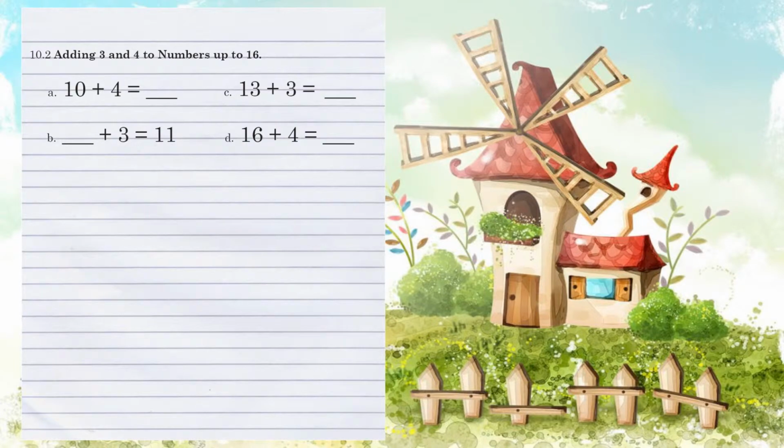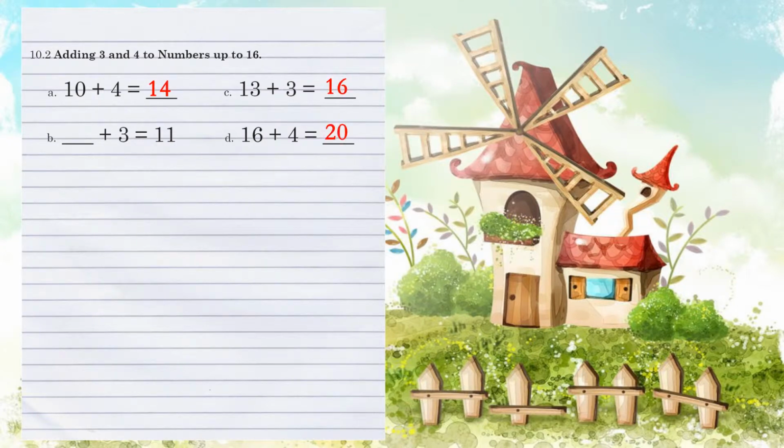Unit 10.2, adding 3 and 4 to numbers up to 16. Example A, 10 plus 4. We have several methods we can use here. Let's go ahead and combine together our 1's position, 0 plus 4 being 4, then combine our 10's position, 1 plus 0 being 1, to get an answer of 14.